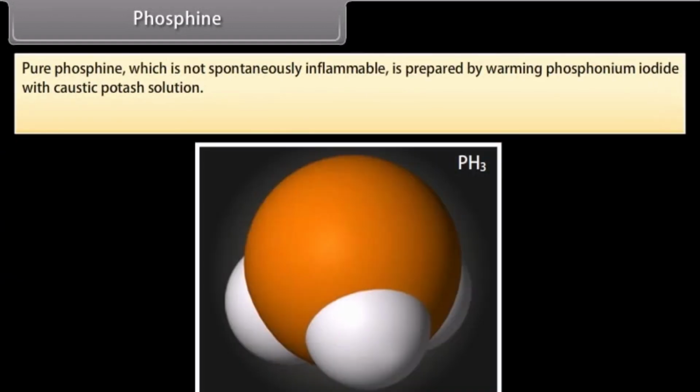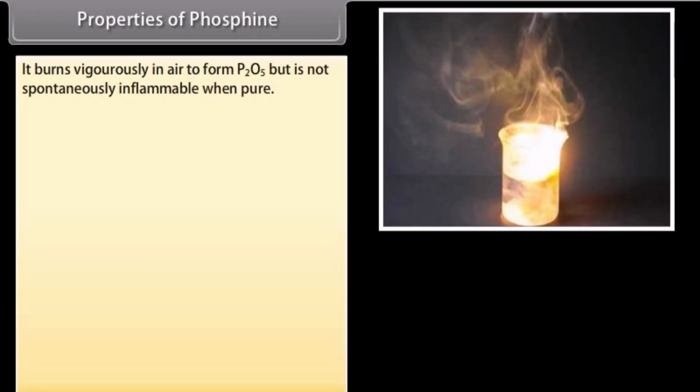Pure phosphine, which is not spontaneously inflammable, is prepared by warming phosphonium iodide with caustic potash solution. Properties of phosphine. It burns vigorously in air to form P2O5 but is not spontaneously inflammable when pure. It is sparingly soluble in water and does not react with water.